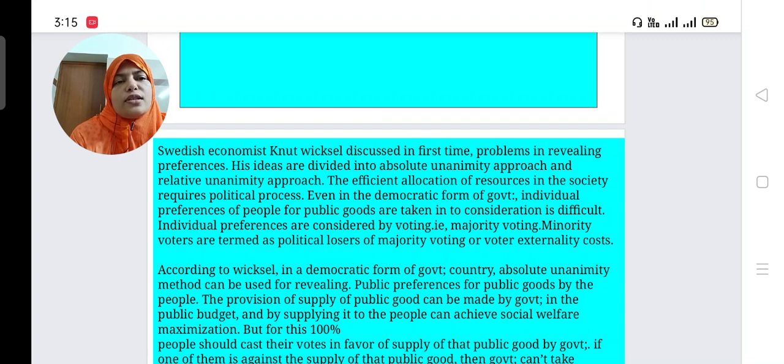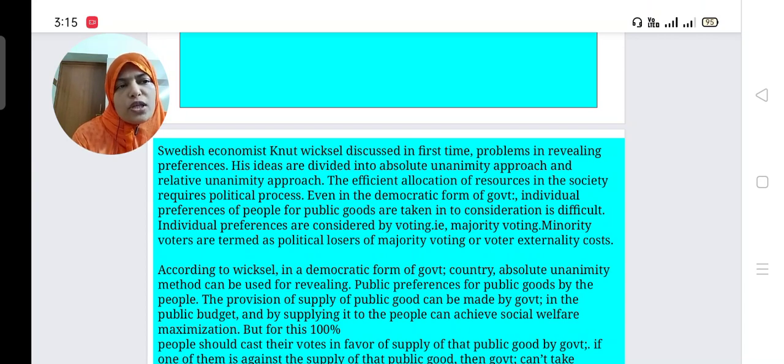Wicksell was a Swedish economist. His full name was Knut Wicksell. He was the first to discuss problems in revealing preference. We cannot exhibit our preference to others. His theory is divided into the absolute unanimity approach and the relative unanimity approach. The efficient allocation of resources in society requires a political process.